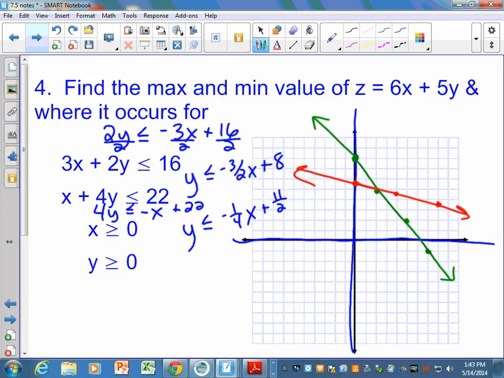Which means if you find where all these overlap, everything in the first quadrant, so that's here, and it's everything below both of these lines. So it would be this little 4-sided shape here. Are you with me on that?